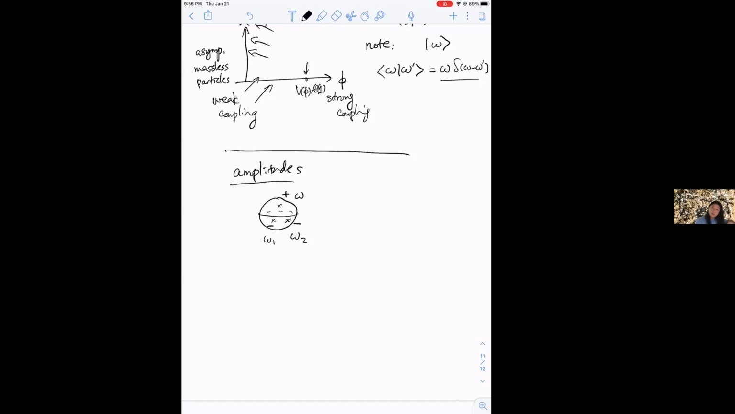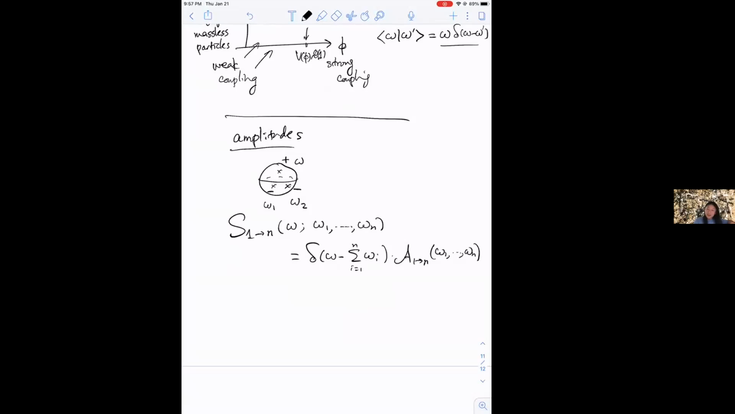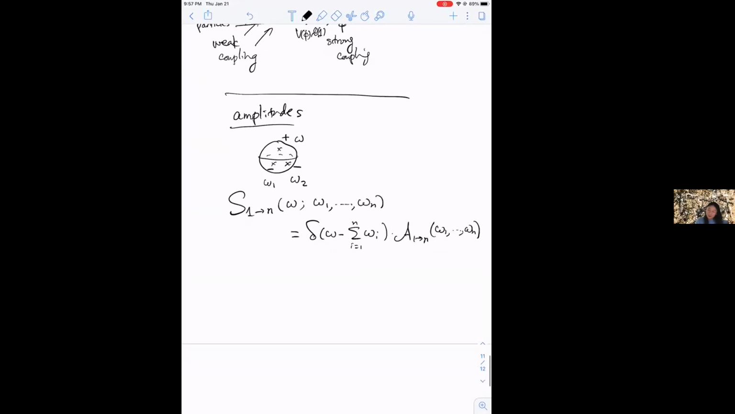Let me say that, for example, if I consider a one to n S matrix element, it's going to be labeled by the energy of the incoming particle omega and outgoing particles omega one, omega two, all the way to omega n. Anyway, I guess the order is a bit wrong, but doesn't matter. So this is going to look like a delta function, omega minus the sum of the omega i's from 1 to n, times the amplitude, which is called A, one to n, a function of omega 1 through omega n. That's just the convention for what I mean by the amplitude. Sometimes one writes this A as i times amplitude. I just want to be clear about the convention here.